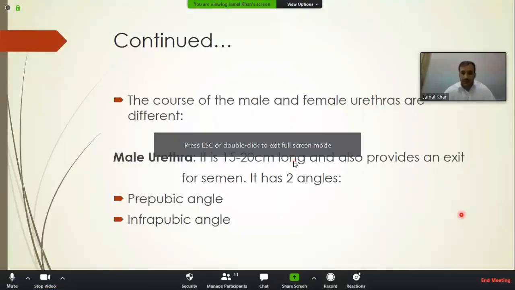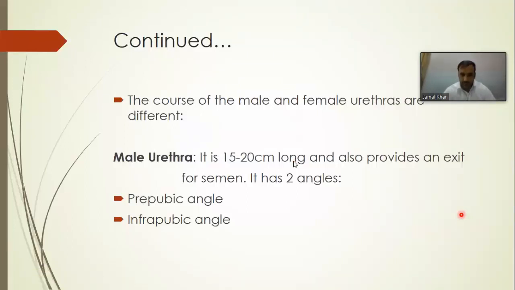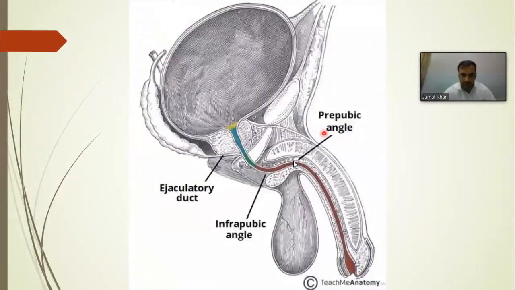The courses of the male and female urethra are different. The male urethra is 15 to 20 centimeters long and also provides an exit for semen. It has two angles. The first one is the prepubic angle. The second one is the subpubic angle. This one is prepubic.